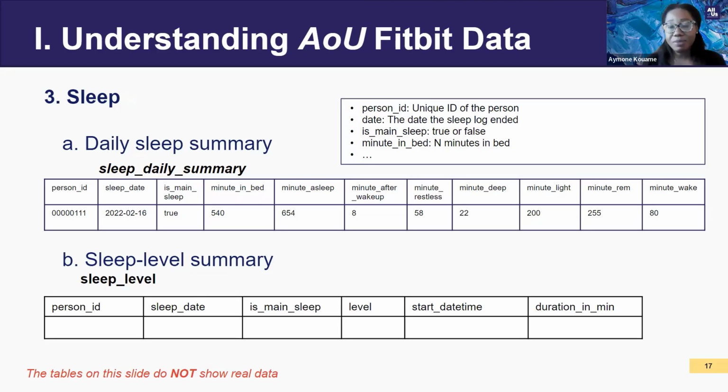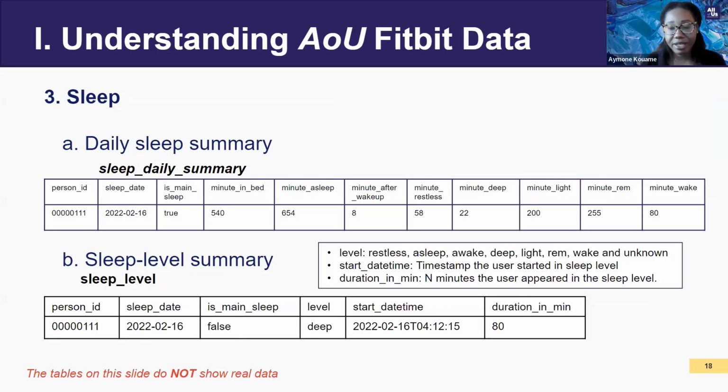And then for the sleep level, which is the next one, in addition to the person ID and the sleep date and the main sleep minutes, you've got the sleep level in one column, and then the timestamp, and then the duration per sleep level.